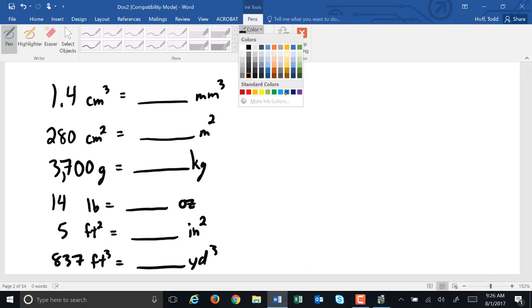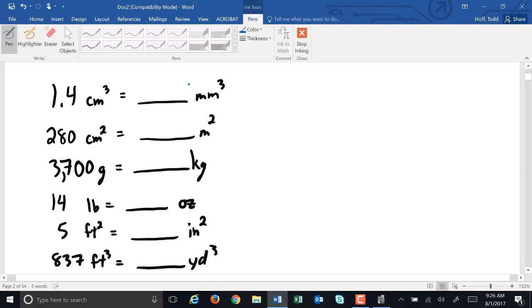Okay, let's see how you did on the conversions here. 1.4 centimeters cubed to millimeters cubed. What'd you get? 1,400. Very good. It's one spot to the right on the chart, but because it's cubed, each spot is 3 decimal places. 280 centimeters squared to meters squared. What do you get? 0.028. Good. It's 2 spots on the chart from centimeters to meters, but it's squared, so you have to double that. So the decimal point goes 4 spots to the left.